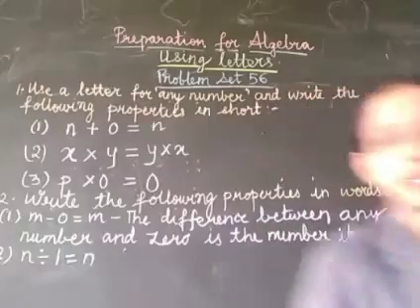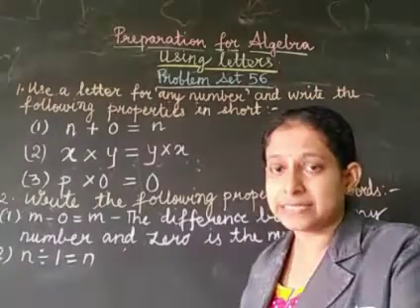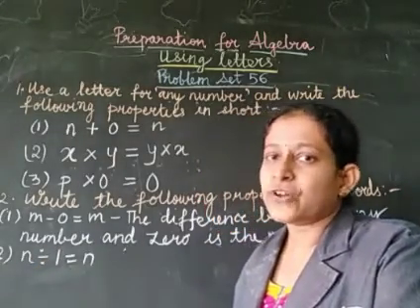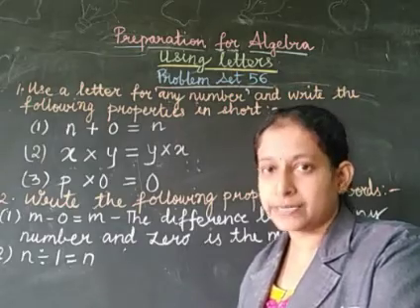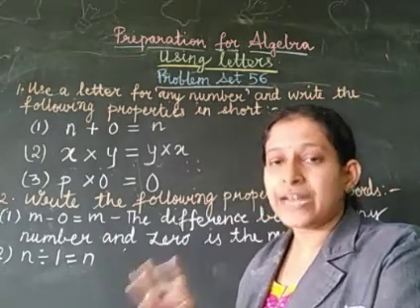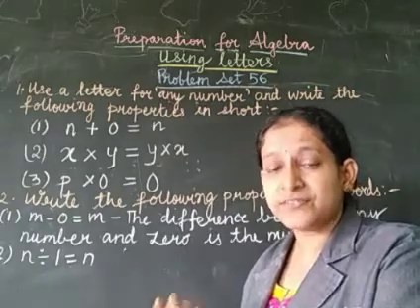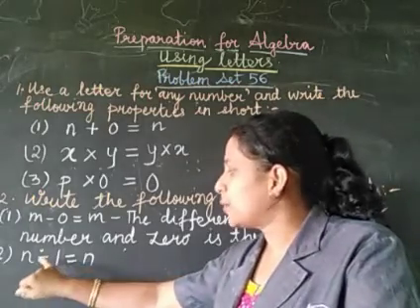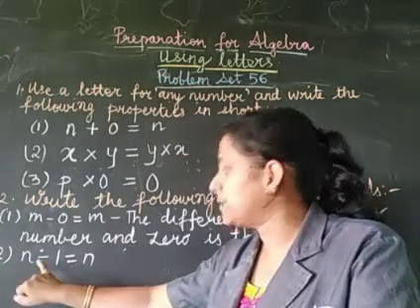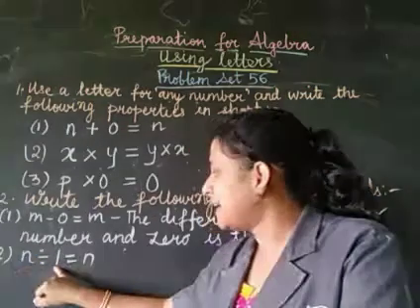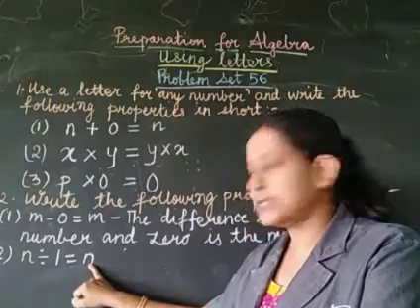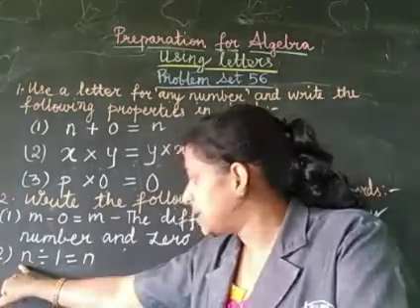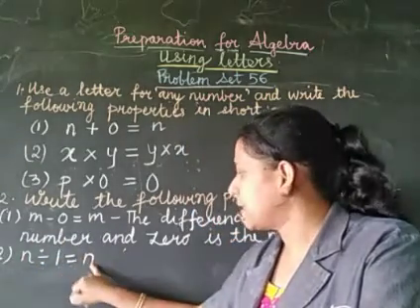n divided by 1 is equal to n. Now let's try to understand how to write this in words. Now you know this is the sign called division. So for this we use the word quotient. For multiplication we use product, for addition we use sum, for subtraction we use difference, and for division we say quotient. So how can we say this? We can say this as, the quotient of any number divided by 1 is the number itself. I'll repeat, the quotient of any number divided by 1 is the number itself.